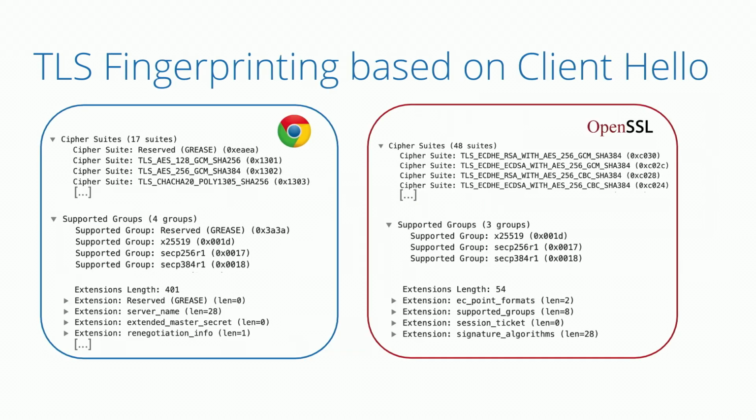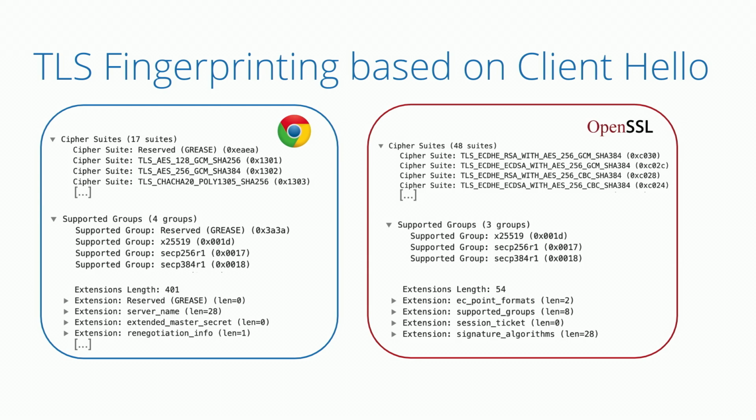Let's take a look at the fields of two client hello messages, one generated by Chrome and the other by OpenSSL. If we look at the list of cipher suites sent by each client, we can see that Chrome sends 17 cipher suites and OpenSSL sends 48. The list of supported groups that they send are almost the same, but Chrome sends this extra value, the GREASE value, at the start of the list. A GREASE value is also prepended to the start of the list of cipher suites, if you notice.